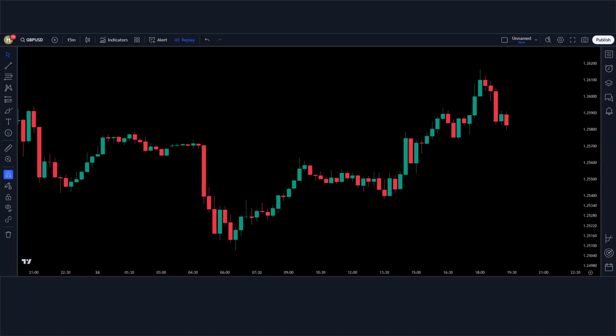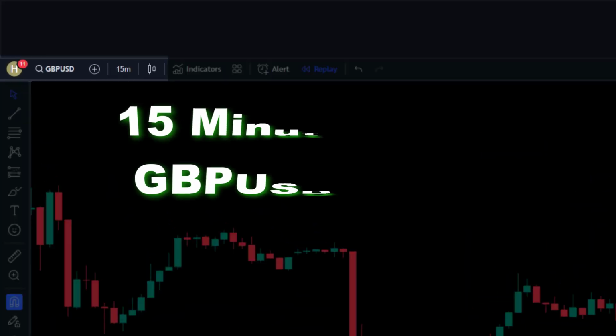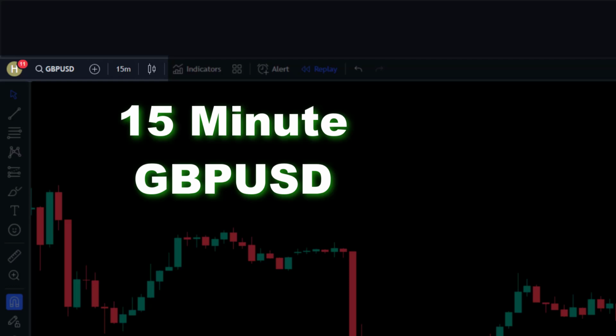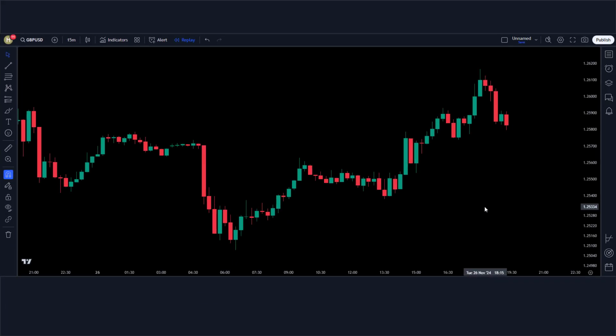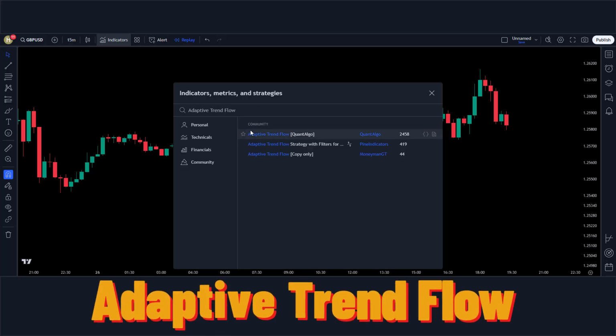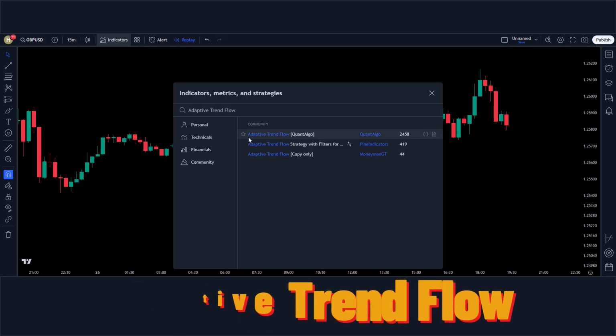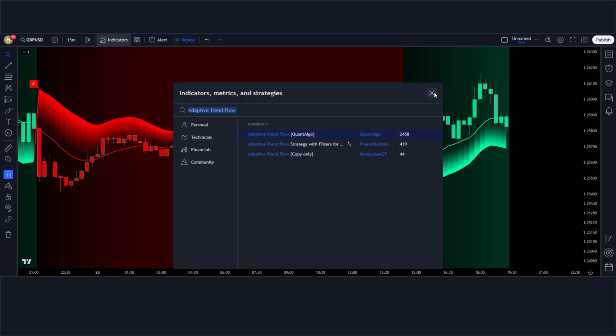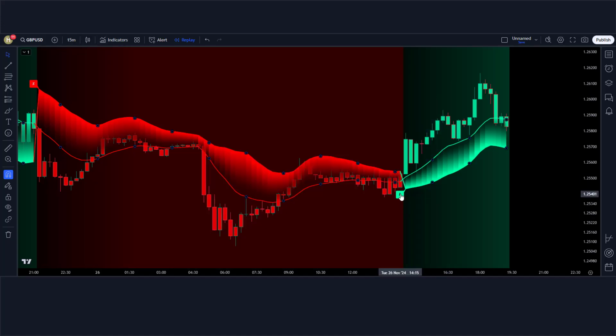Now let's create a trading setup. So first you want to open a clean chart in TradingView. We are going to test this strategy on the 15-minute time frame in the GBP USD chart. Now let's add the indicator to the chart. First indicator name is adaptive trend flow. Let's change the settings of the indicator.